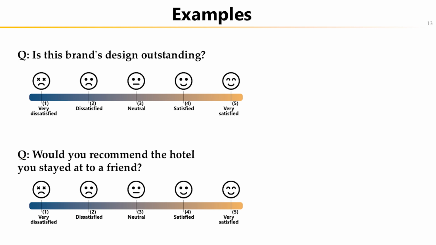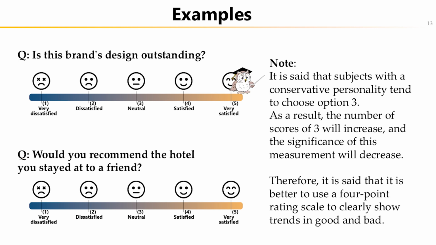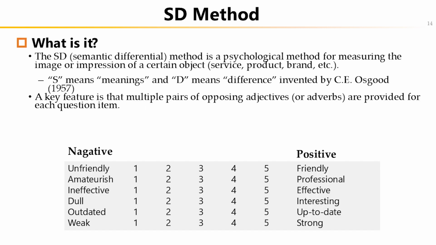Both are common questions. Please note that it is said that subjects with a conservative personality tend to choose option 3. As a result, the number of scores of 3 will increase, and the significance of this measurement will decrease. Therefore, it is said that it is better to use a 4-point rating scale to clearly show trends in good and bad. Next, SD method will be described.